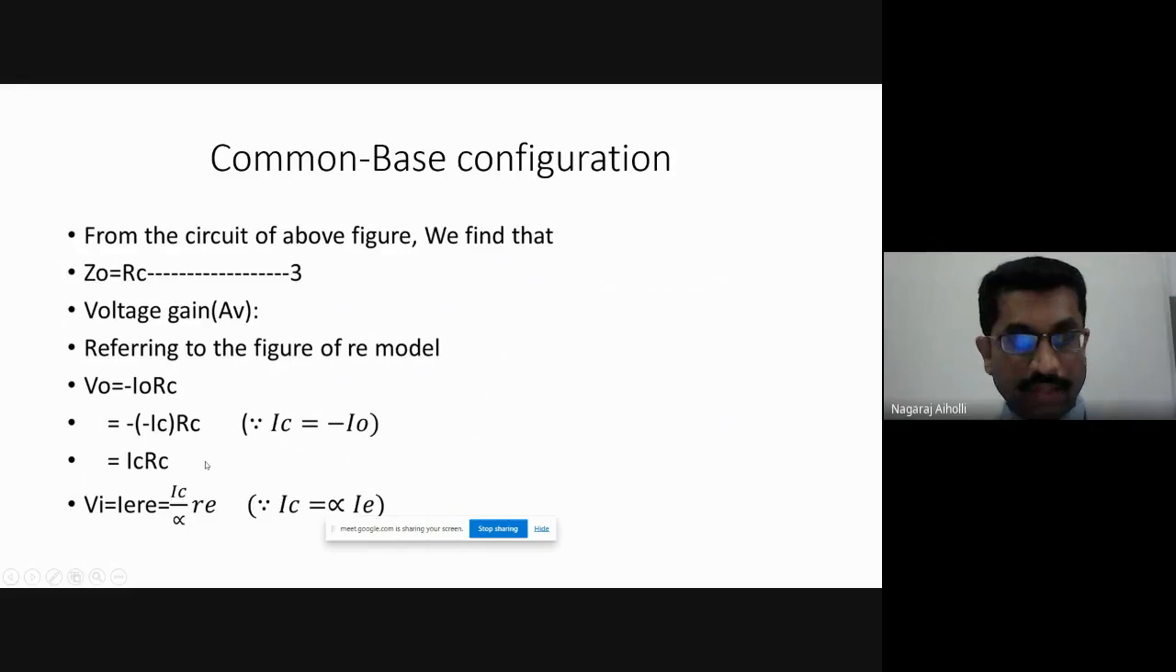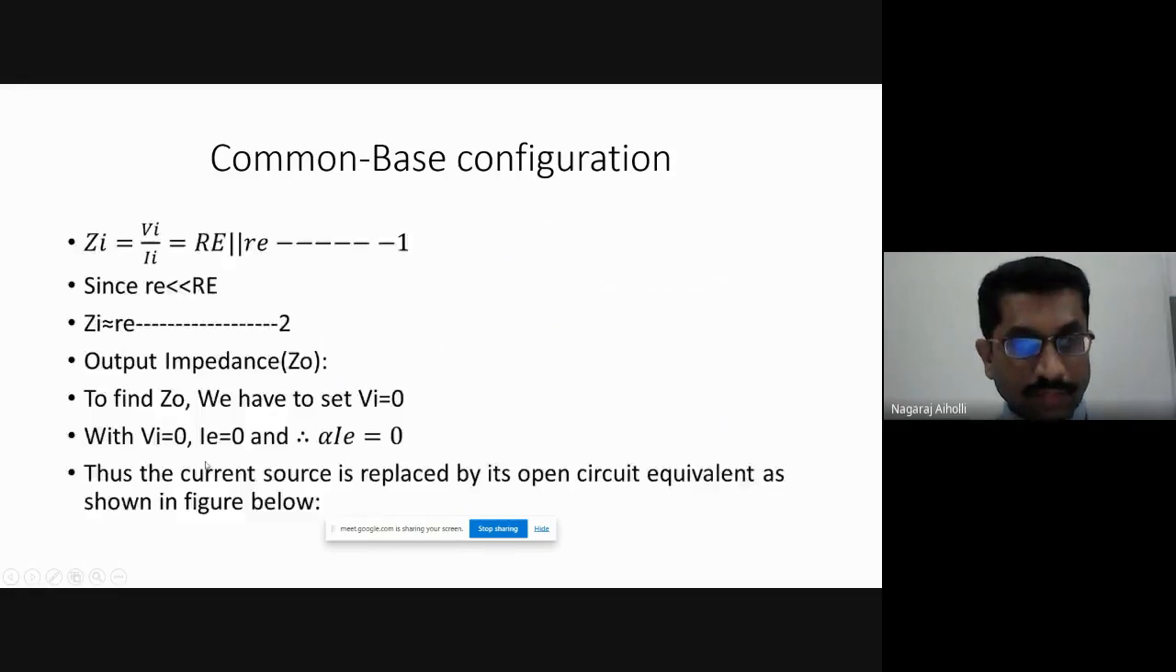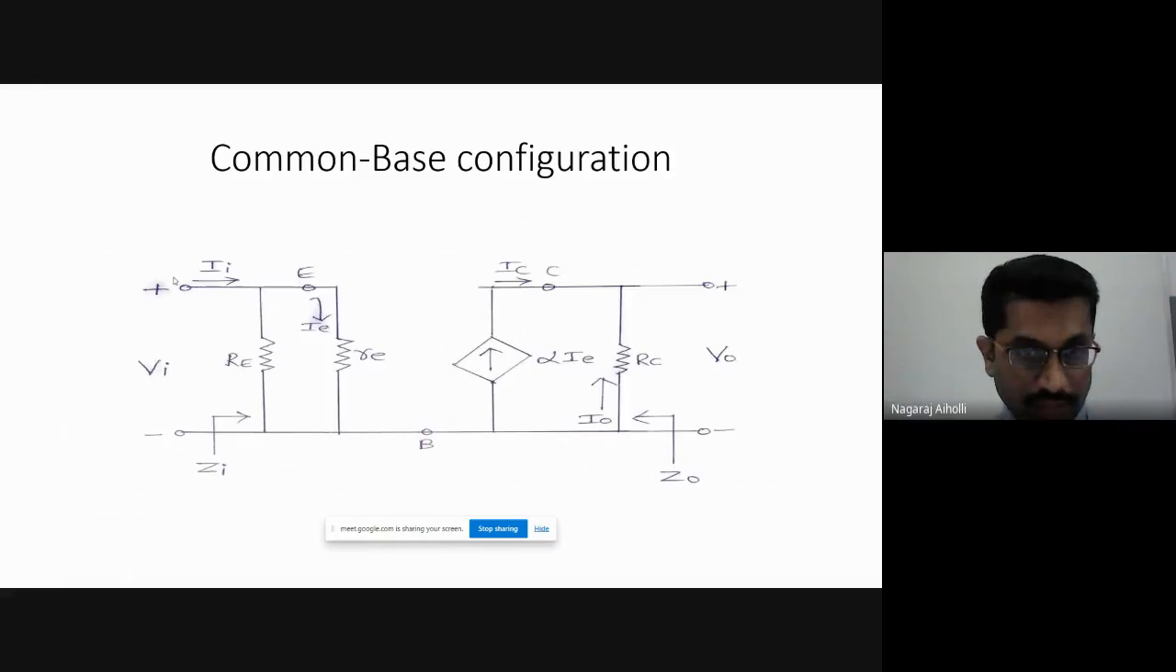What about Vi, the input voltage? If we look from the input terminals, Vi is in parallel with the emitter-to-base terminal. That means Vi is equal to IE into small re. The input voltage is the product of the emitter current and the AC resistance re, because capital RE and small re are in parallel. Therefore, Vi is equal to IE into small re.